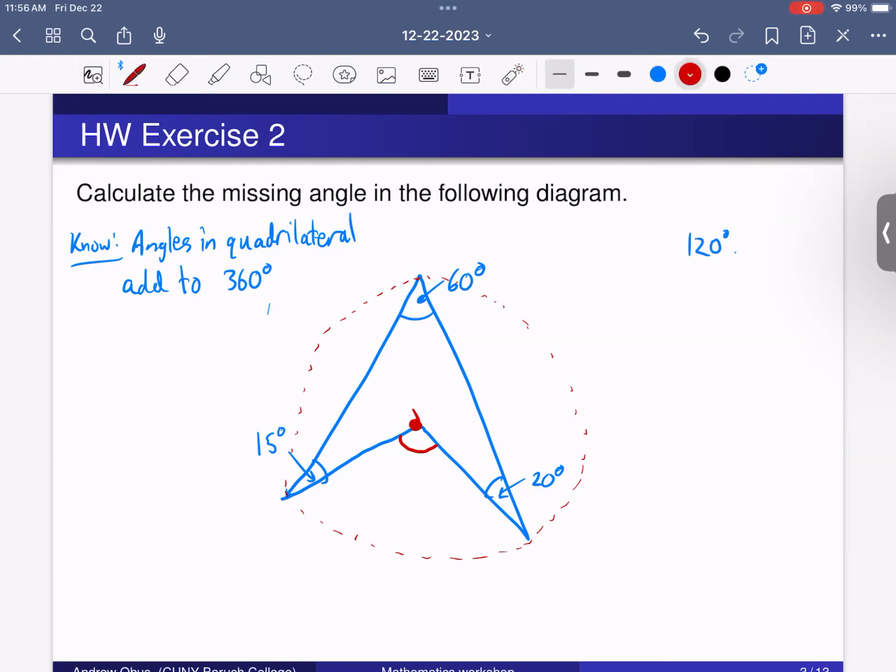Well, so here's a first question. We know that the angles in a quadrilateral add to 360 degrees, right? I have 15, I have 60, I have 20. How can I figure out this angle inside the quadrilateral, the green angle? If the green angle is, let's say, x, then what equation can I set up for the green angle?